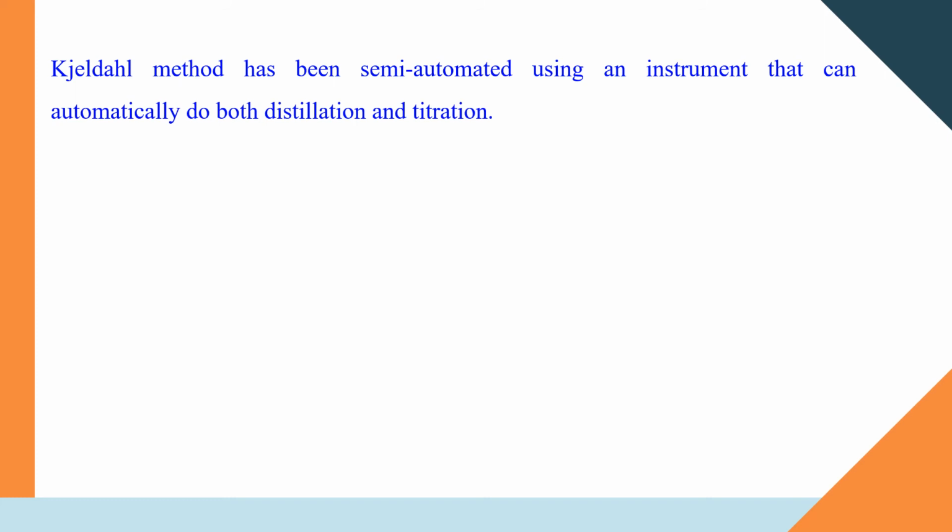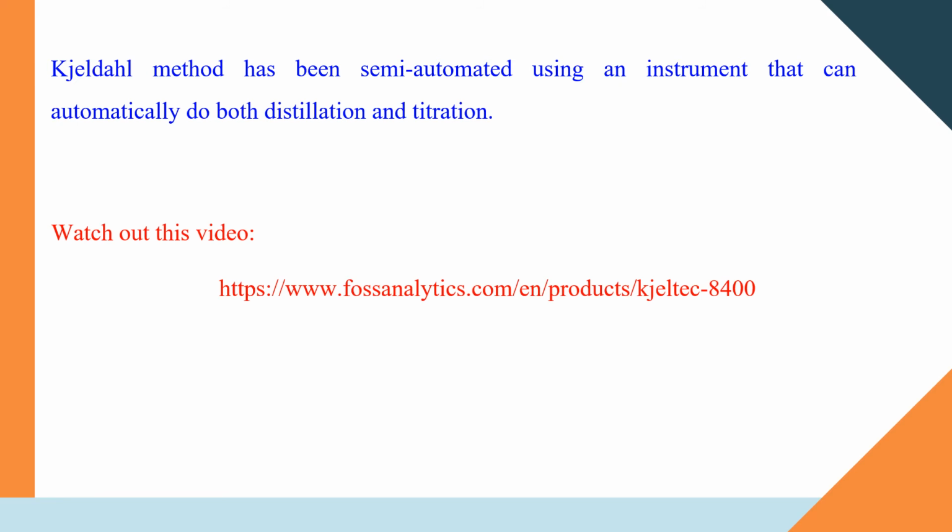Put all of these in a tube, place it on a hot plate, and after digestion, you put the tube into an instrument that can do the distillation and titration steps automatically. You wouldn't do anything more than just reading the result on the screen. I would invite you to watch this video that illustrates how such a semi-automated Kjeldahl instrument works.